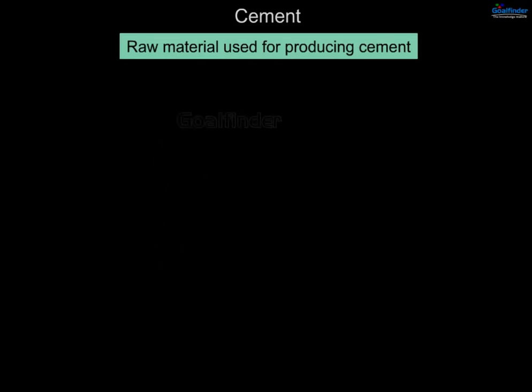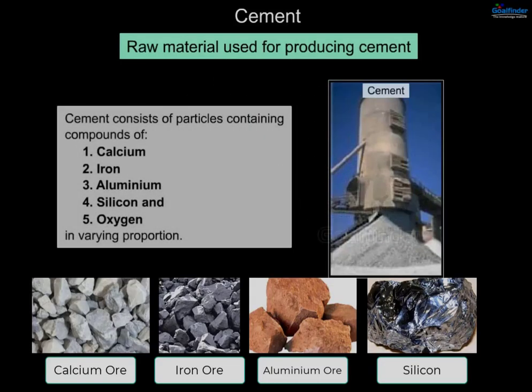Raw material used for producing cement. Cement consists of particles containing compounds of calcium, iron, aluminium, silicon, and oxygen in varying proportion.